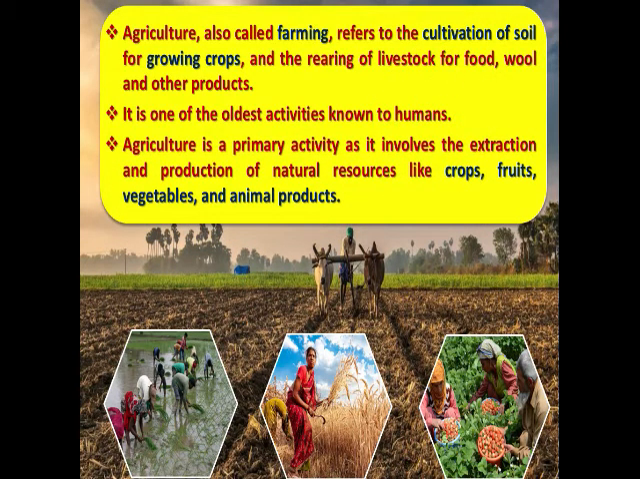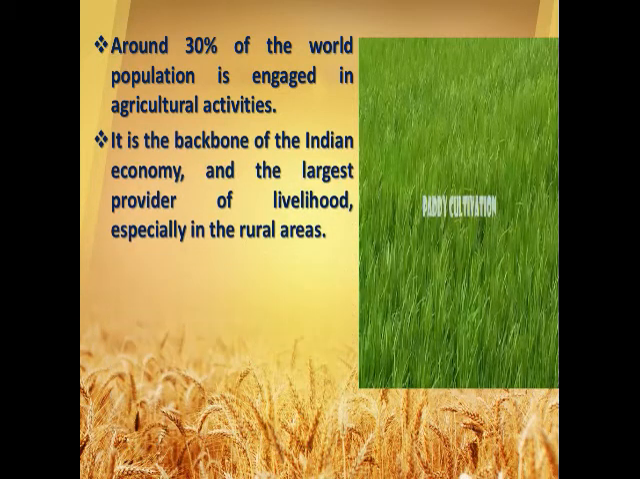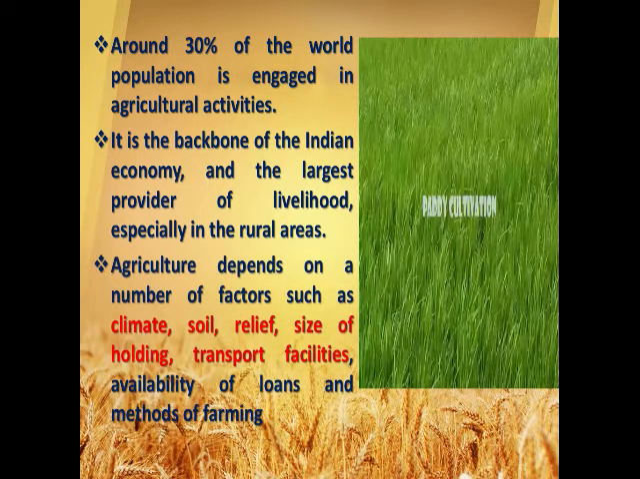Agriculture is the primary activity as it involves the extraction and production of natural resources like crops, fruits, vegetables and animal products. Around 30% of the world population is engaged in agricultural activities. It is the backbone of the Indian economy and the largest provider of livelihood, especially in the rural areas. Agriculture depends on a number of factors such as climate, soil, relief, size of holding, transport facilities, availability of loans and the methods of farming.